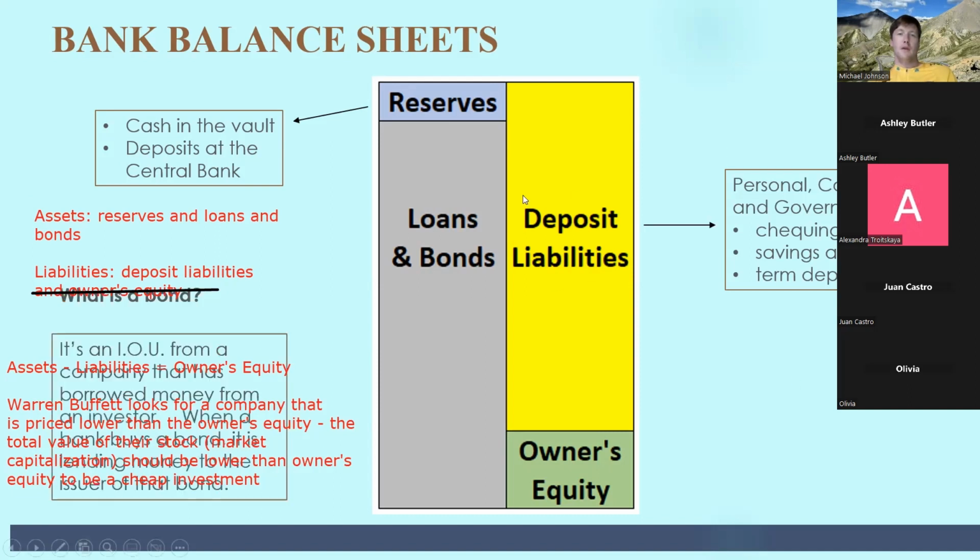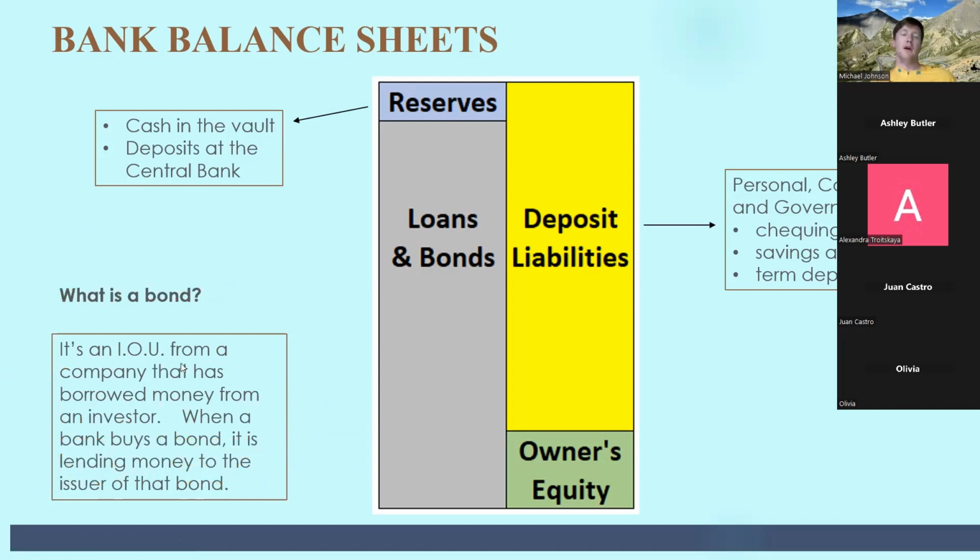So what is a bond? A bond is an IOU from a company that has borrowed money from an investor. So when a bank buys a bond, it's lending money to the issuer of the bond. So if you buy a bond, you're a lender. You're lending money to the issuer.